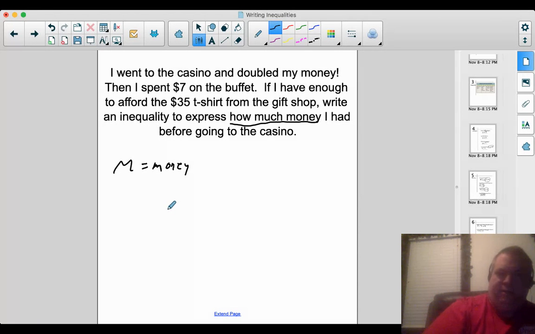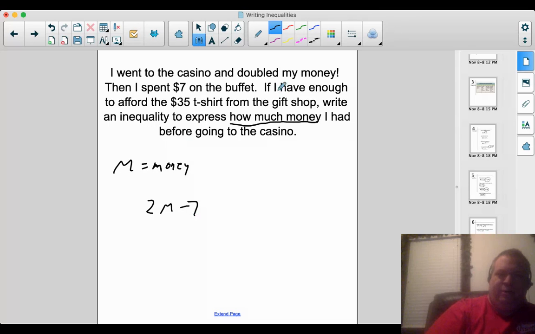All right, so here is what we should have. If M is the amount of money we have, we're going to start with M, and we can just take it one step at a time, see what happened to this number. The first thing that happened is I doubled my money. So now I'm going to multiply that amount by 2. That's how much I have now. Then I spent $7 on the buffet. So I've got to subtract 7 for how much I spent on the buffet.